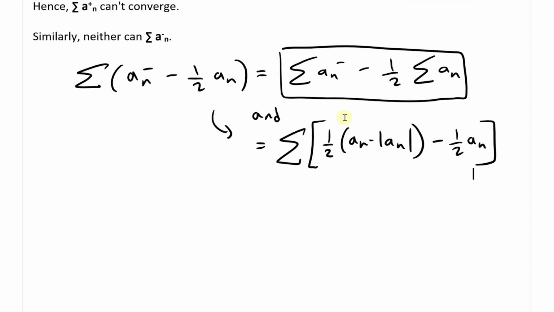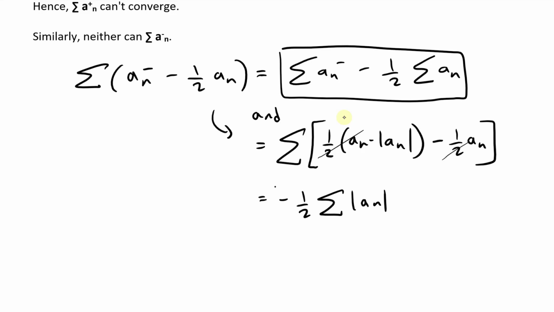So what we're going to be left with is, well, this cancels with this. So we're just going to be left with equals 2. Then take out the 1/2 and negative here. It's going to be negative absolute value of an. So negative 1/2 the summation of absolute value of an. And we know that this diverges because it's not conditionally convergent.